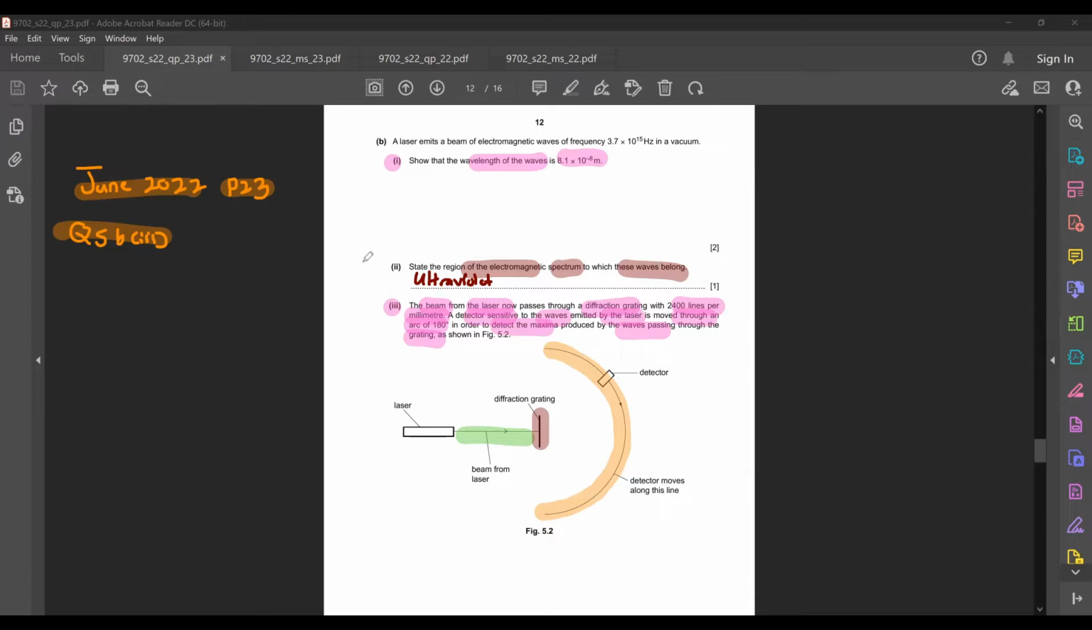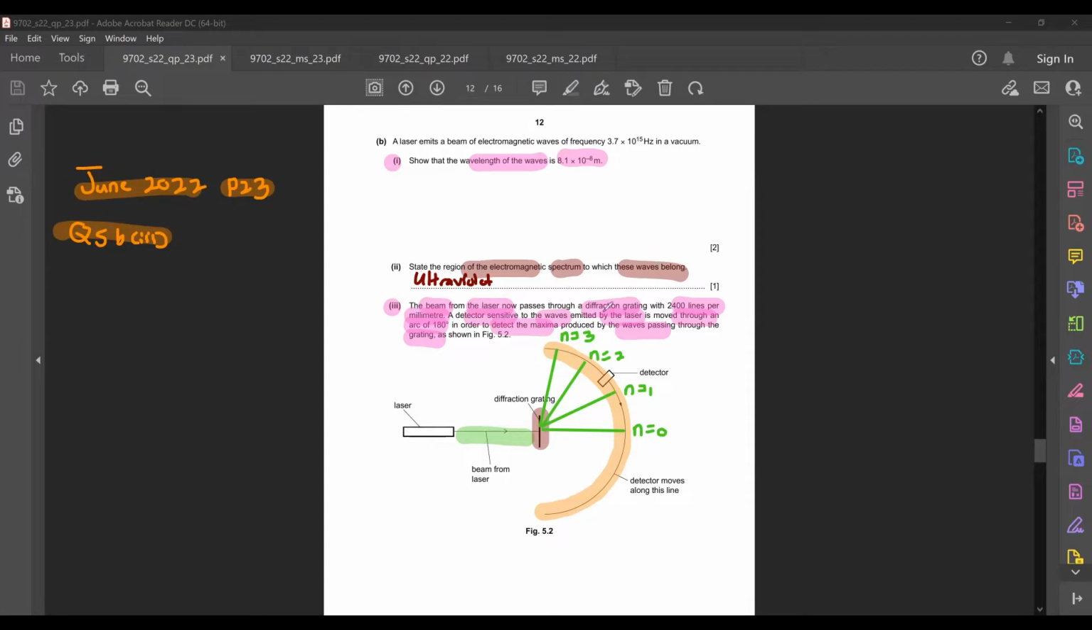So if this is your laser beam and you shoot it through your diffraction grating, you know that once it passes through, it will split into a number of beams. The first beam will be the one right at the center, and then after that it will split into a few more. Sorry, the one at the center is 0 order. Then the next one is first order, second order, and third order.